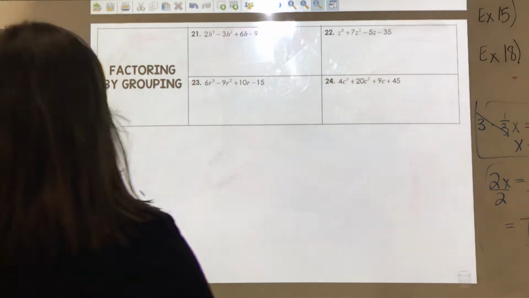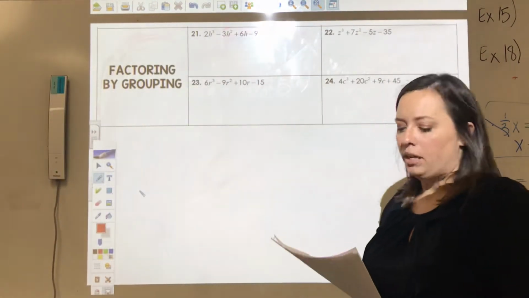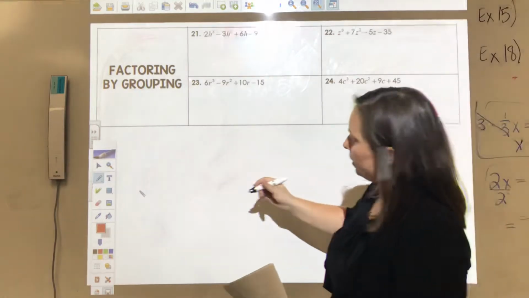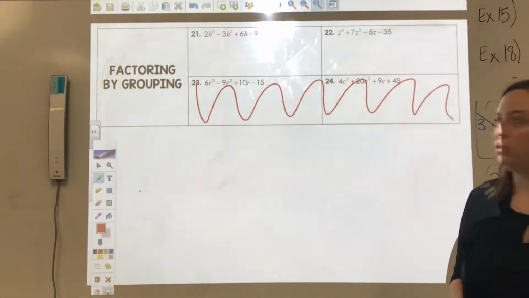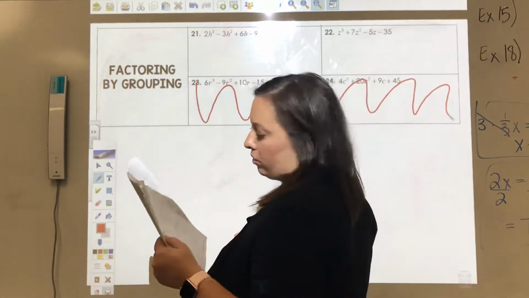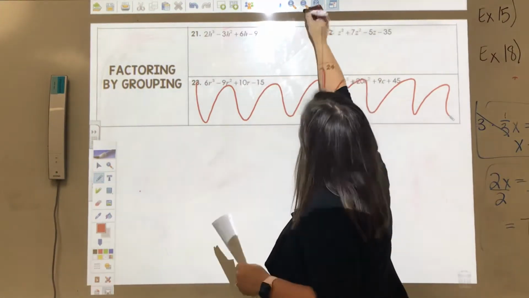Okay, so the next piece that we're reviewing is factoring by grouping. Out of these two examples, please cross out the bottom two. We will not be doing those two. All right, so number 21, factor by grouping.